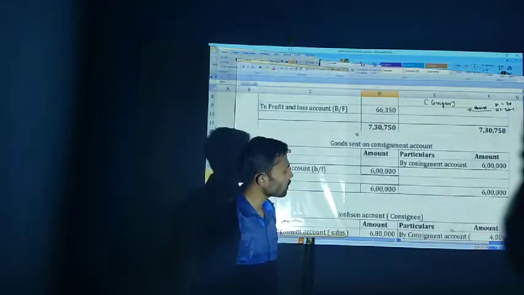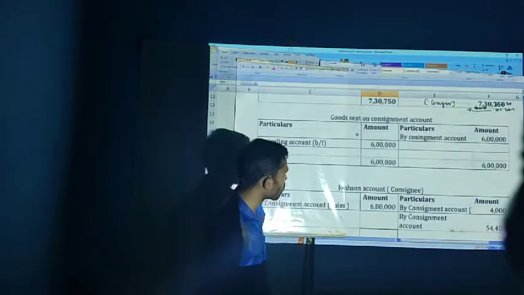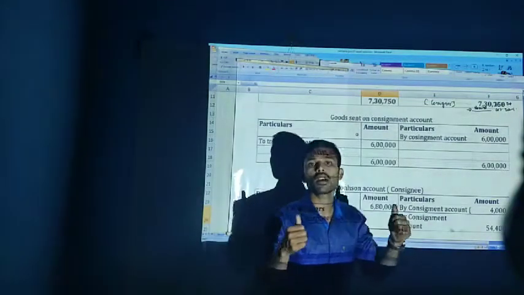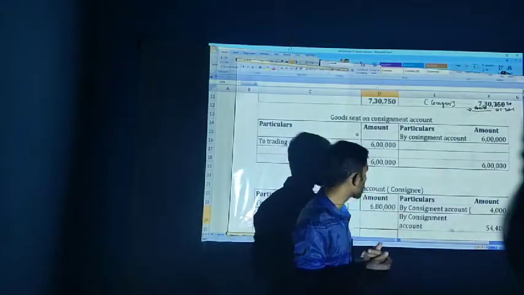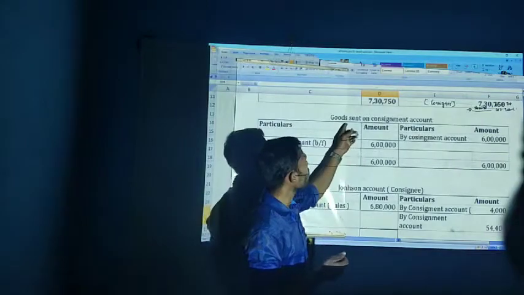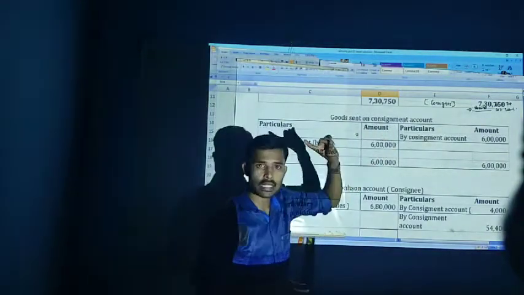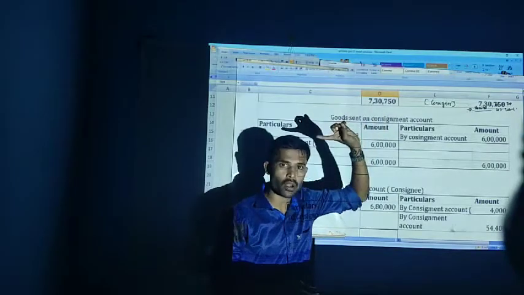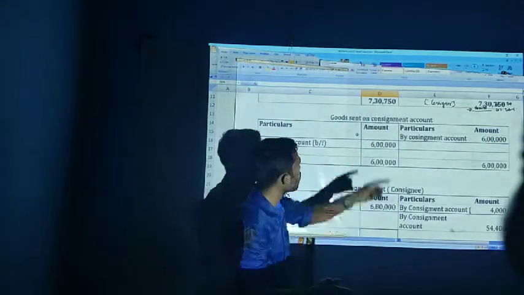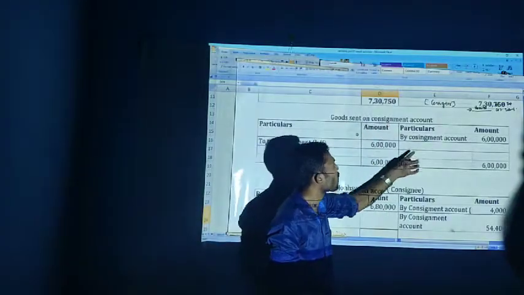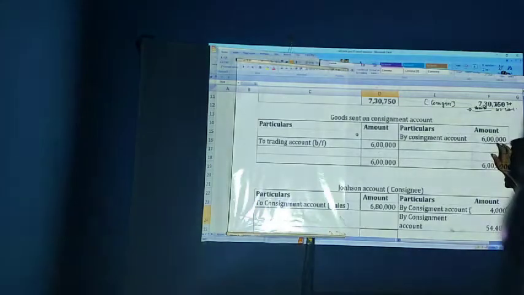Next, the second ledger account is the goods sent on consignment account. Goods sent on consignment account is a real nature of account. Debit what comes in, credit what goes out. Right. Now, goods sent on consignment is a real nature of account. Right. Seeing that, that is a consignment account. Consignment account debited to goods sent on consignment account. In the goods sent on consignment account, that is by consignment account. How much? That is 6 lakh.